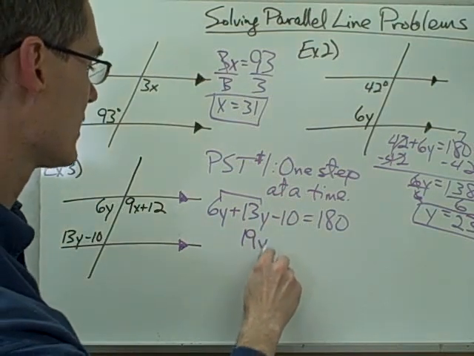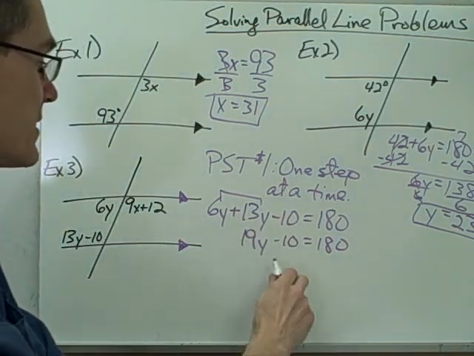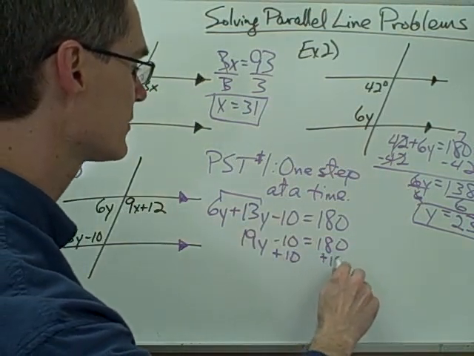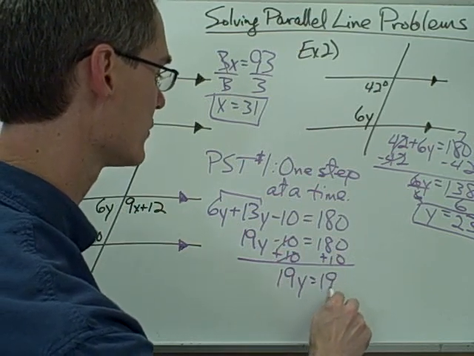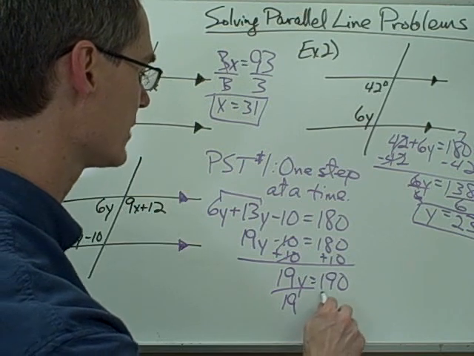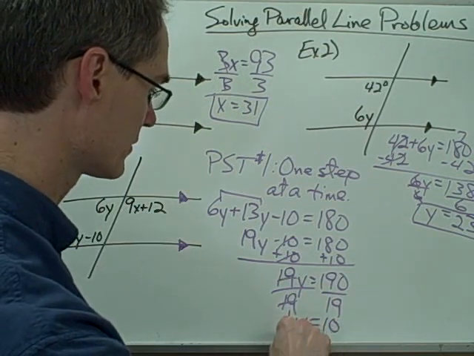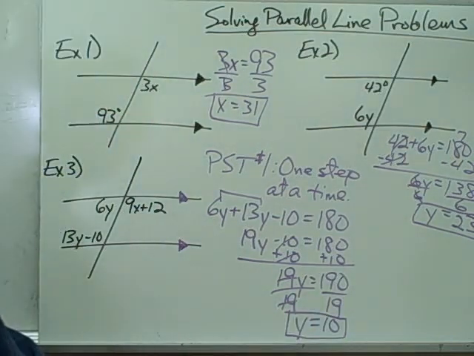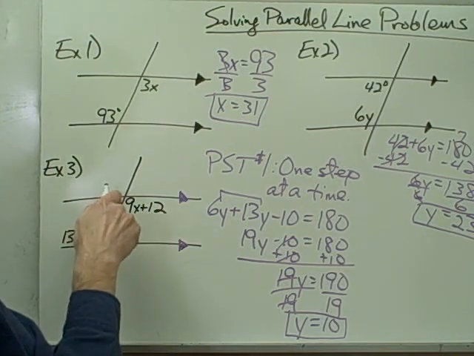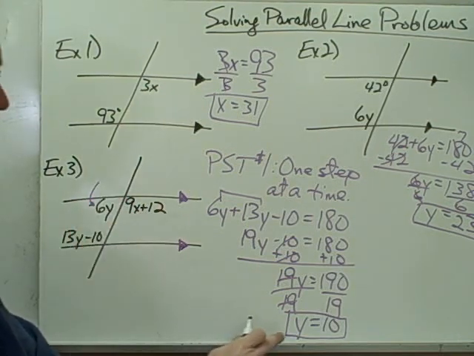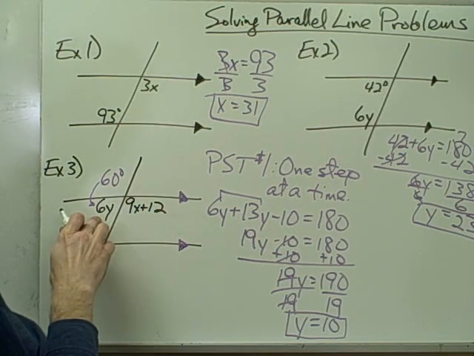Collect like terms here. That gives me 19y minus 10. I'll add 10 to both sides. That gives me 19y equals 190. And now I divide both sides by 19. And that gives me y equals 10. Well, now that I know that y equals 10, I can plug that value in for this angle here. And since y equals 10, 6 times 10 is 60. So now I know this angle must be 60 degrees.